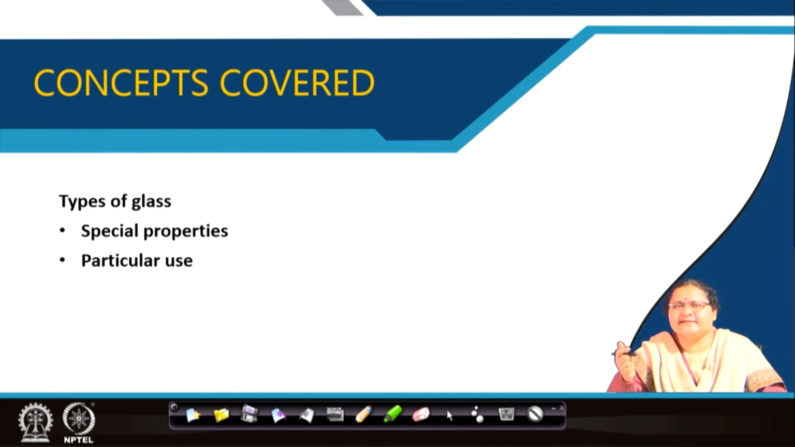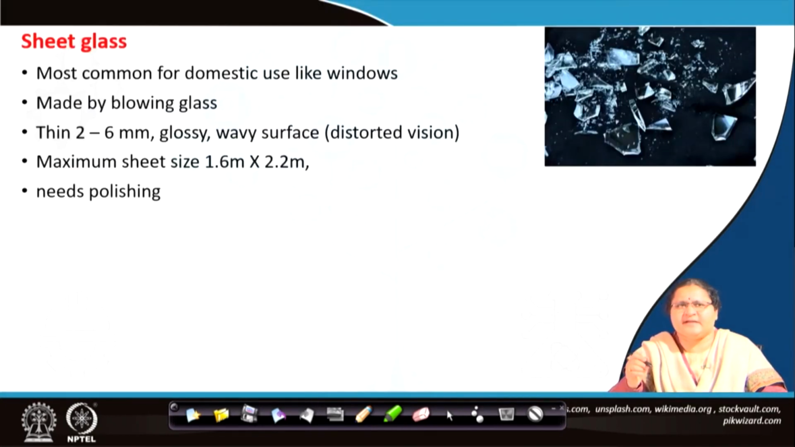So, will you be using the same glass everywhere? Let us see what the different types of glass are, and obviously how they are made, what their particular speciality is and their use. So, we start with the sheet glass.